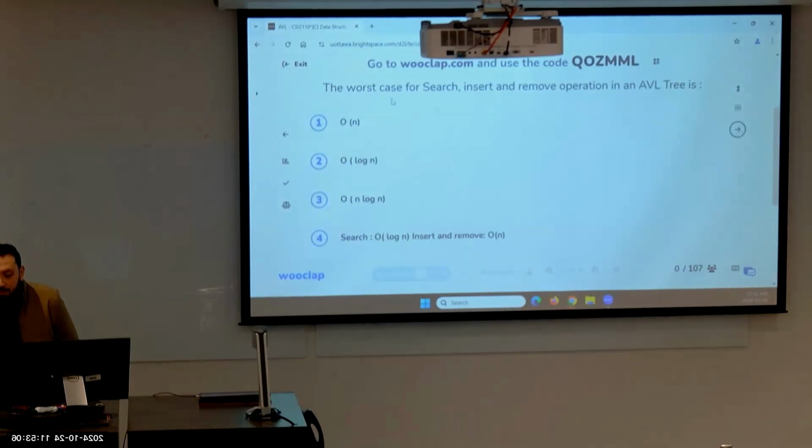Now, the worst case for search, insert, and remove operations in an AVL tree, not the BST, AVL tree now, what is it?